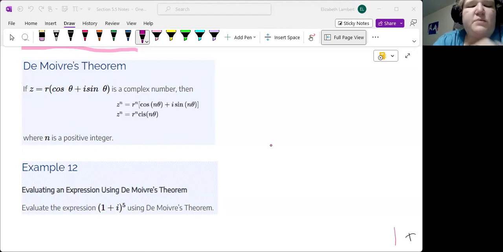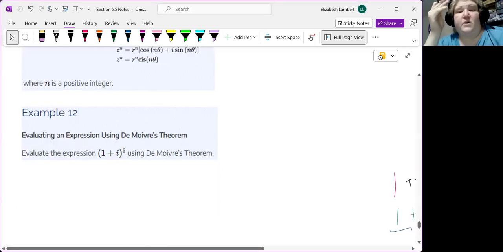So, de Moivre's theorem is about raising these complex numbers to a power. If I just do the product rule with itself several times, I'll have r times r times r, however many times I'm multiplying. I'd have theta plus theta, however many times I'm multiplying them, so n of them. So that's where our power comes from.